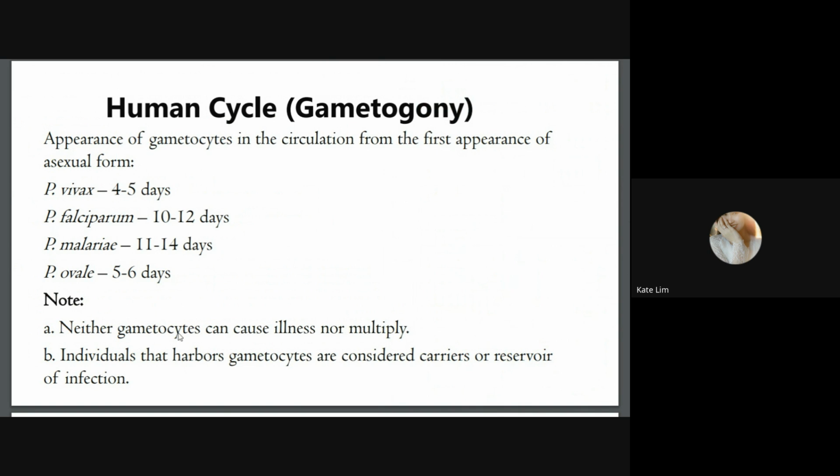For Plasmodium vivax, gametocytes show up 4 to 5 days after the asexual forms begin their cycle. For falciparum, the gametocytes appear a little later, 10 to 12 days after the asexual forms start. We have Plasmodium malariae. For this species, gametocytes appear 11 to 14 days after the asexual forms. We have Plasmodium ovale. Gametocytes are seen 5 to 6 days after the asexual forms.